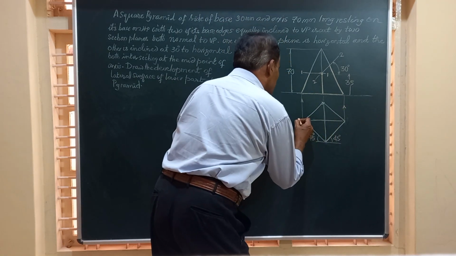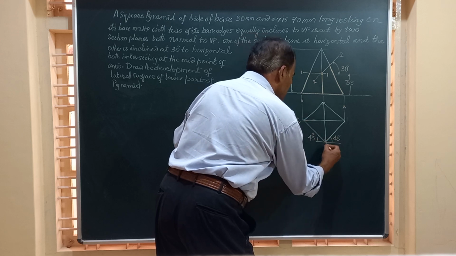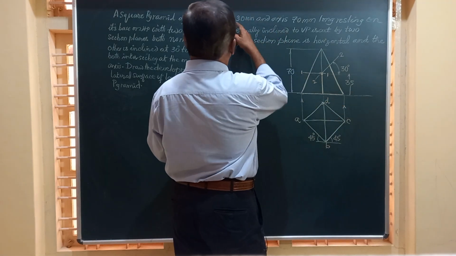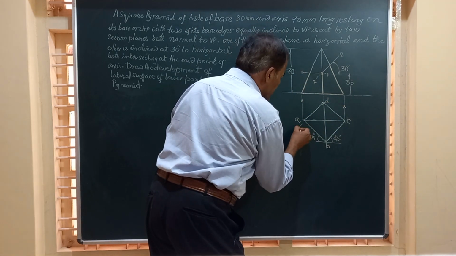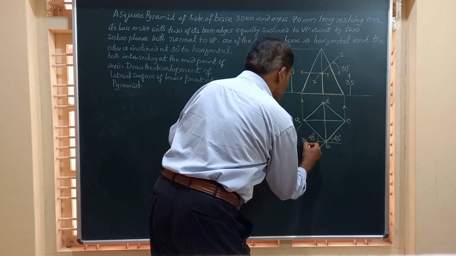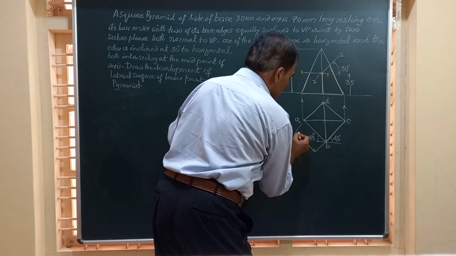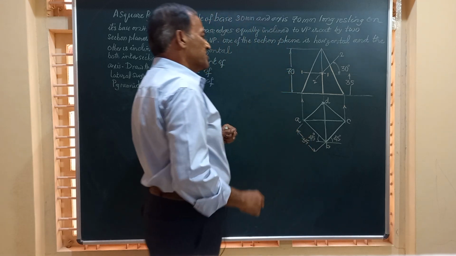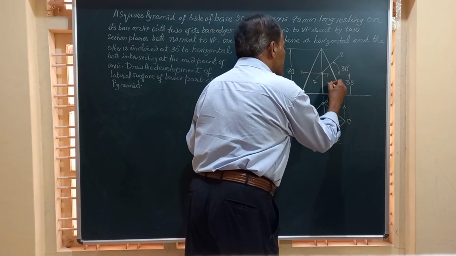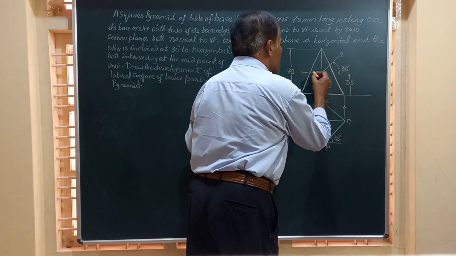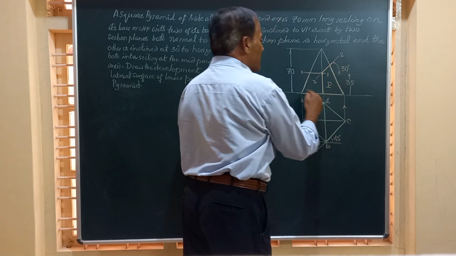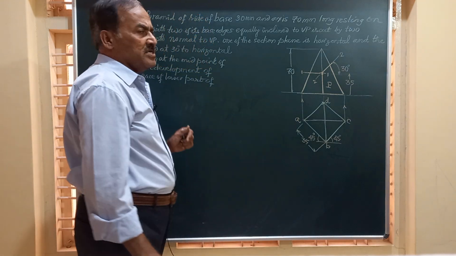Friends, you will mark this as ABCD, and the side of this is 30 mm. Anywhere we can just show this side has a dimension of 30 millimeter. We need to draw the development of this part below the section plane 1 and 2. I will call this portion as 1 and 2. So this is the part for which we are going to draw the development.